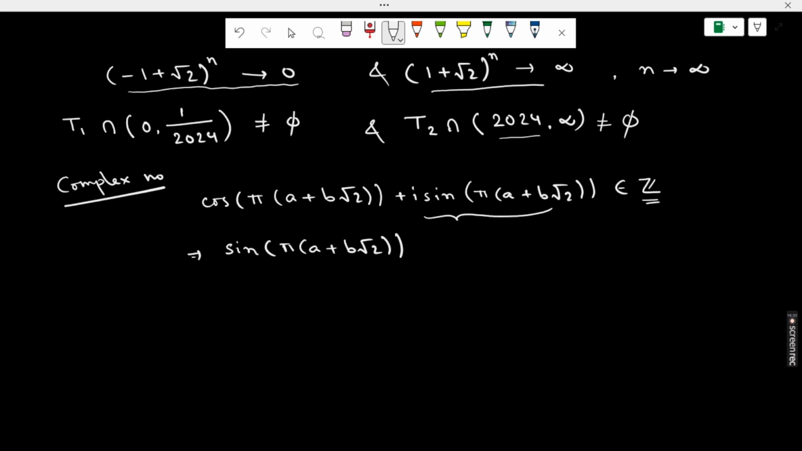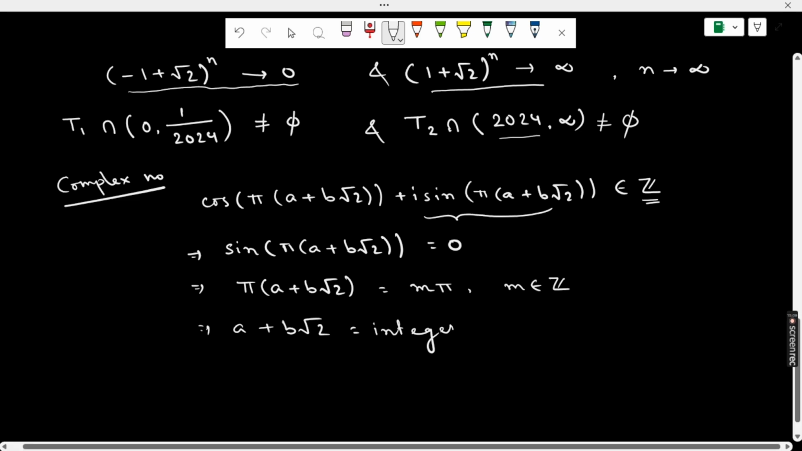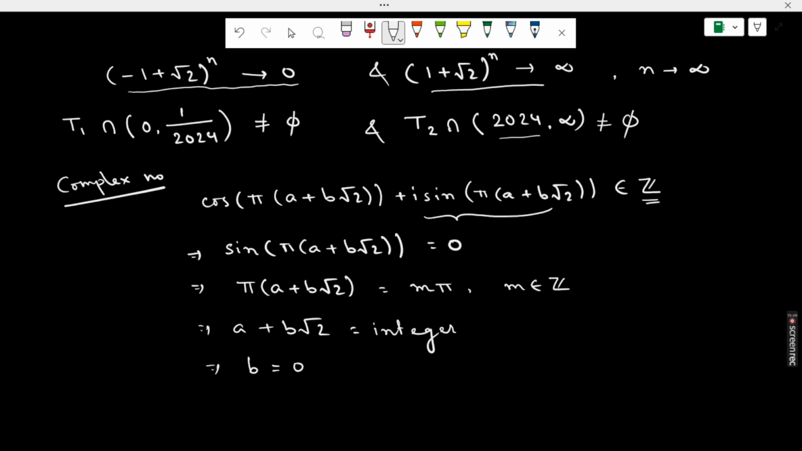If it is 0, that means π(a + b√2) must be of the form nπ. nπ means some integer times π. So this implies that a + b√2 equals an integer, and it is only possible if b equals 0. And obviously we can write the vice versa also. It is an if and only if.